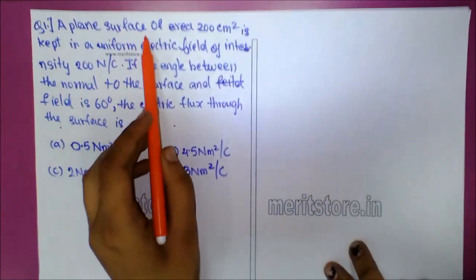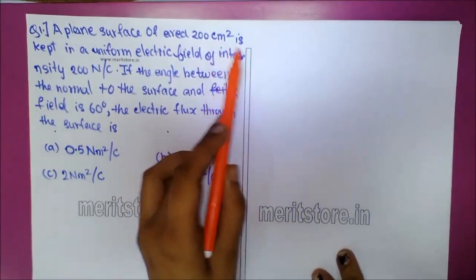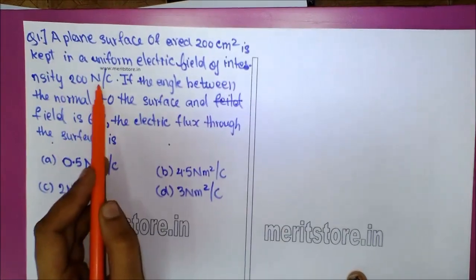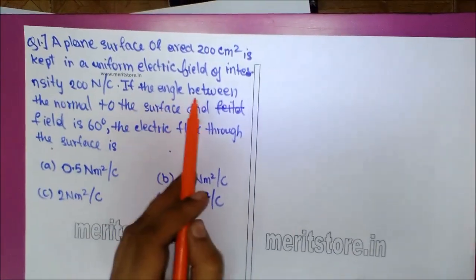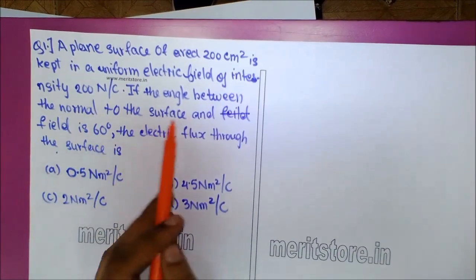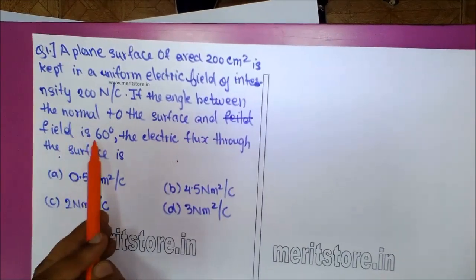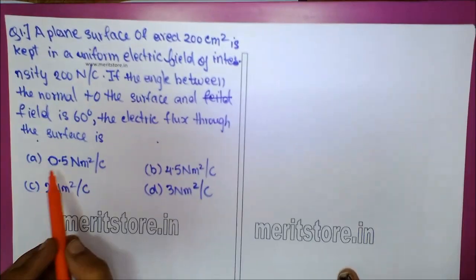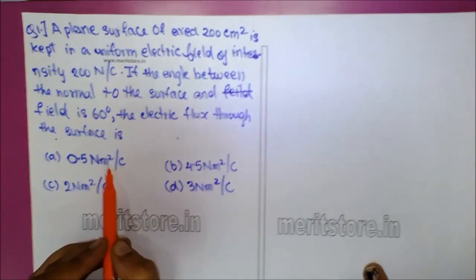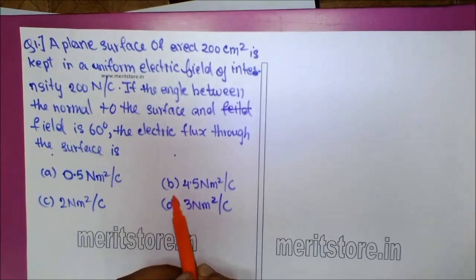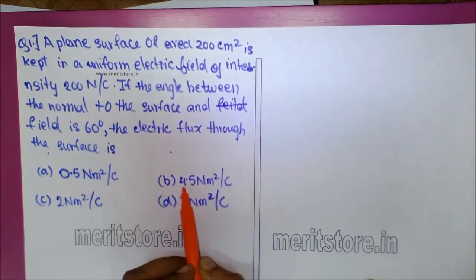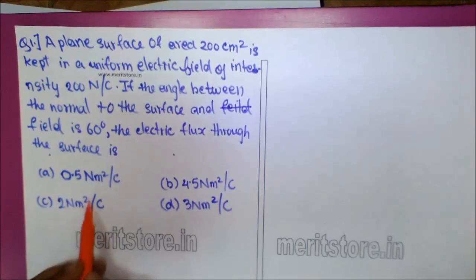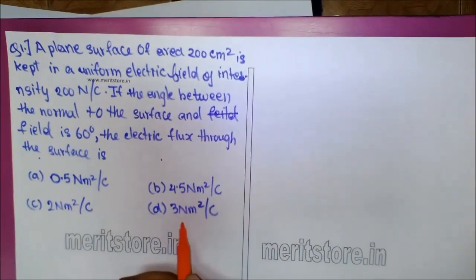Question 1. A plane surface of area 200 cm² is kept in a uniform electric field of intensity 200 Newton per coulomb. If the angle between the normal to the surface and the field is 60 degrees, the electric flux through the surface is: A, 0.5 Nm²/C; B, 4.5 Nm²/C; C, 2 Nm²/C; D, 3 Nm²/C.